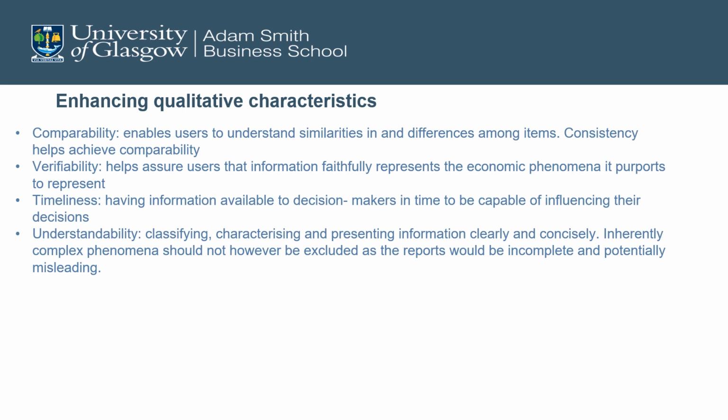Timeliness means that information should be available in time. Otherwise, when the information becomes outdated, it's no longer relevant to decision making. Understandability refers to classifying, characterizing, and presenting information clearly and concisely. It should not be an excuse for not presenting any complex economic phenomenon. In fact, those complex phenomena should be presented in a way that is understandable to the users, so it's not going to be obscuring for the users.